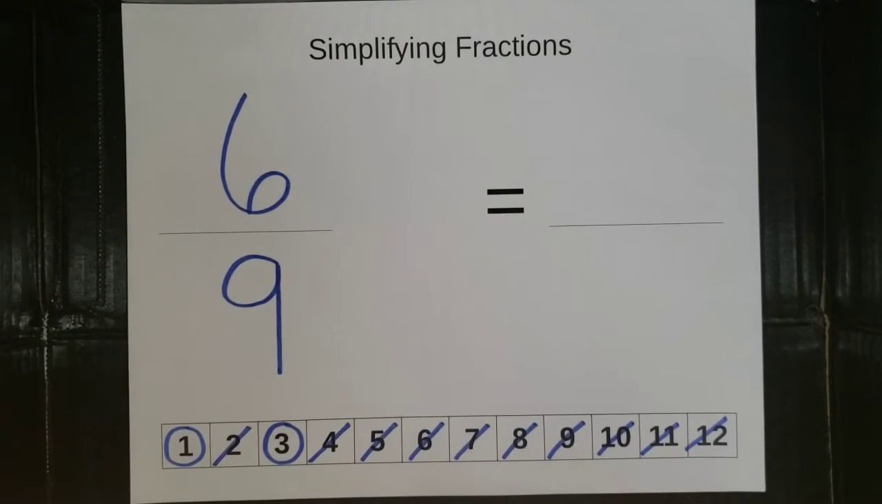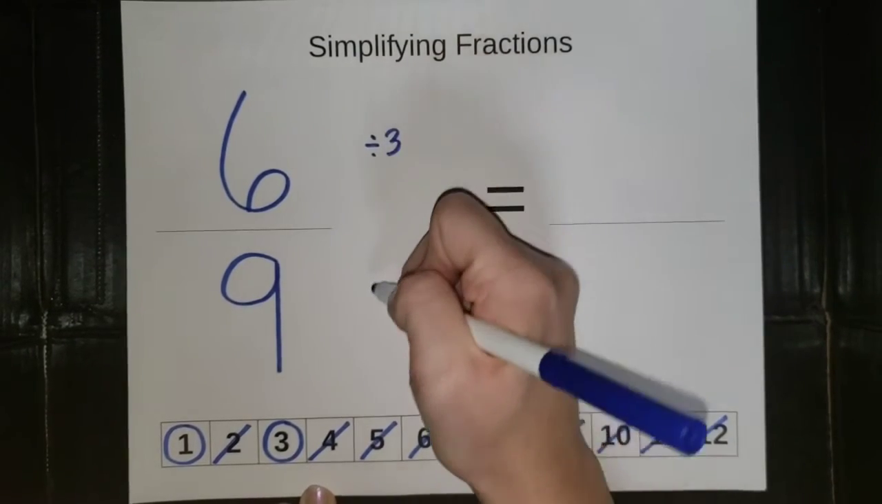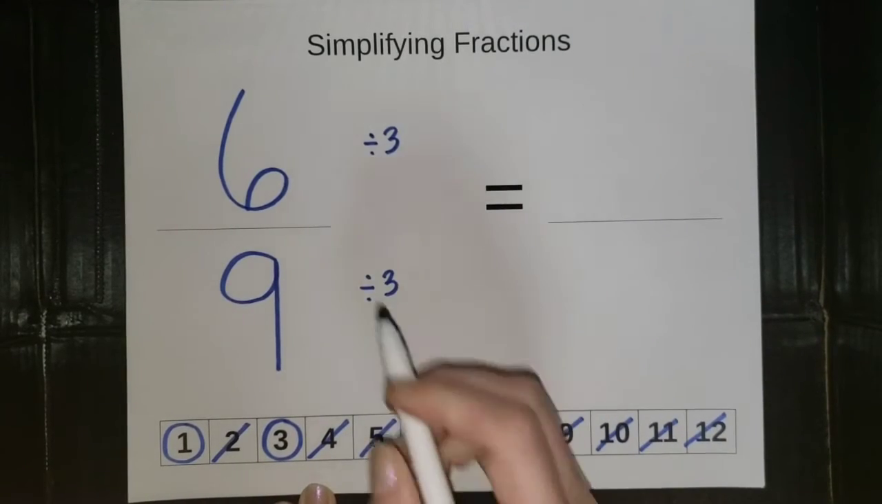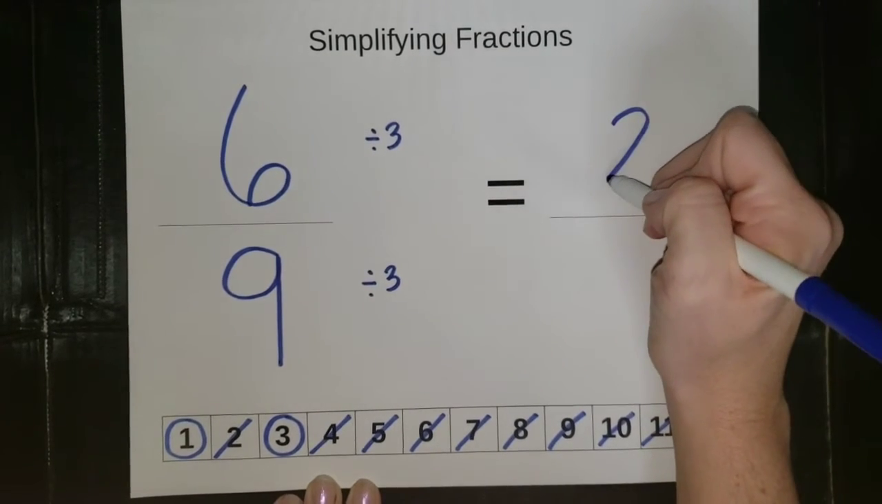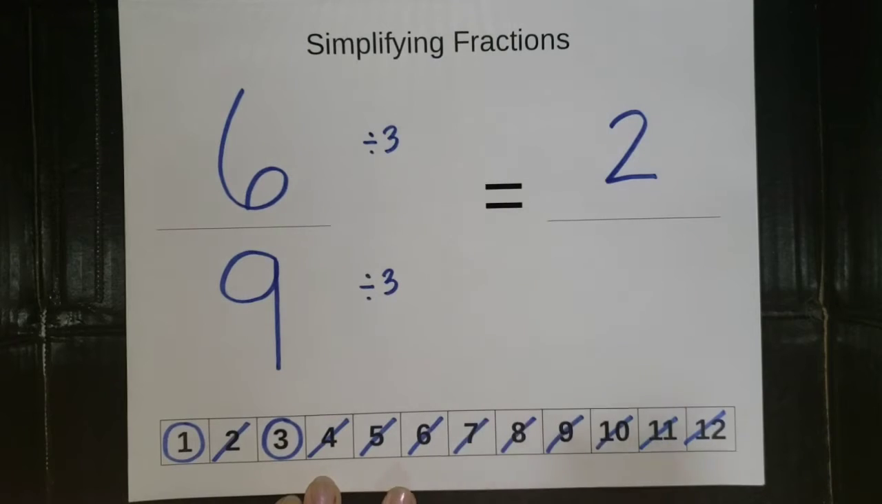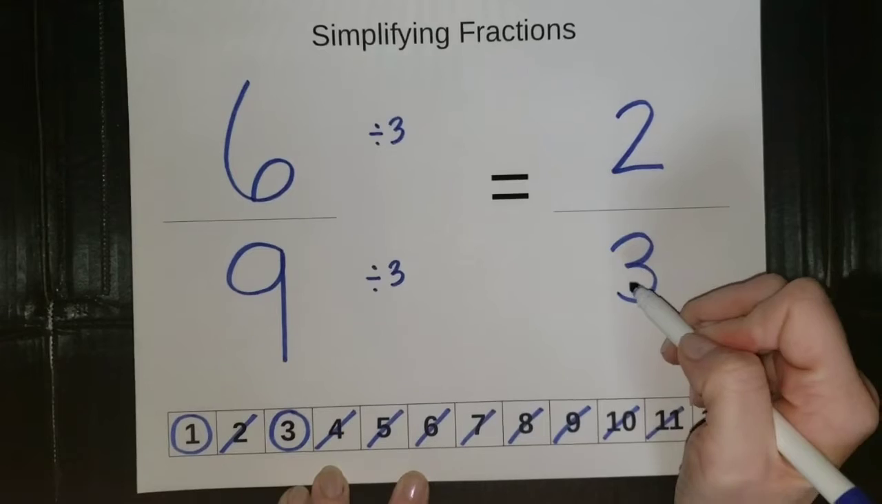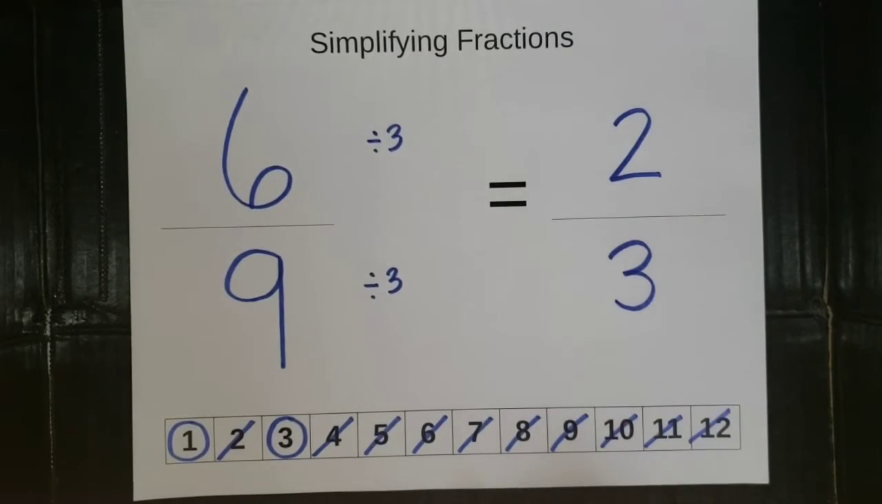Right, now that you are finished, you should notice that you have only 2 common factors, 1 and 3. 3 is our greatest common factor. So we can work to divide both our numerator and our denominator by 3. 6 divided by 3 is 2, great. And 9 divided by 3 is 3, good job. So 6/9 simplified into lowest terms is 2/3.